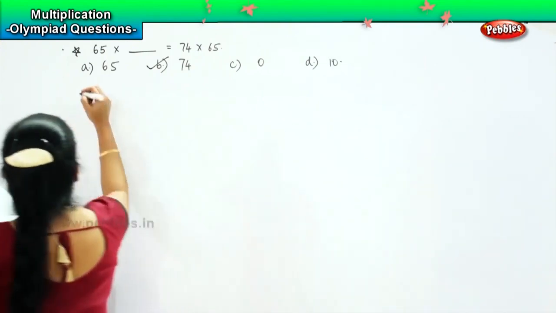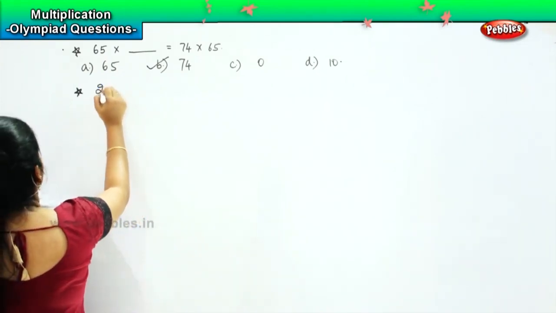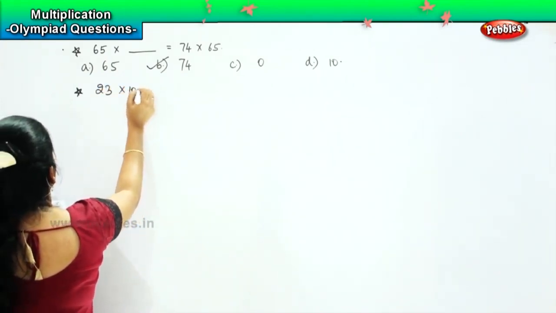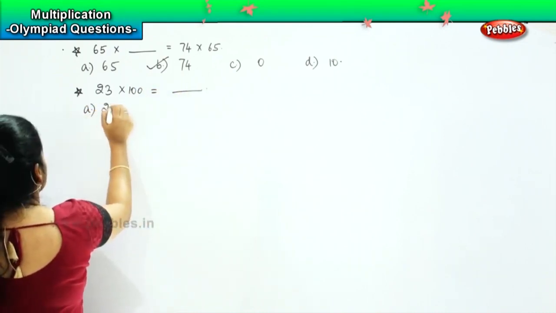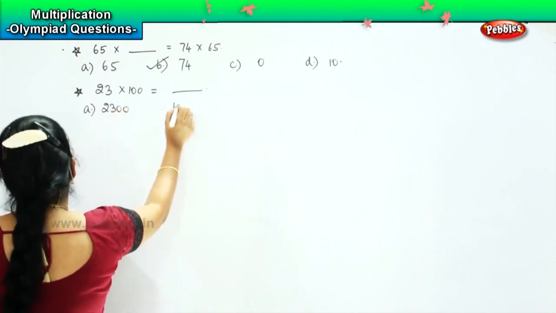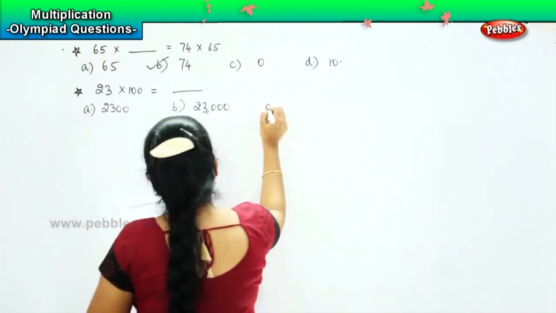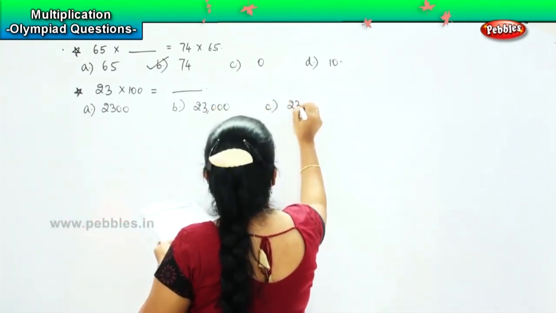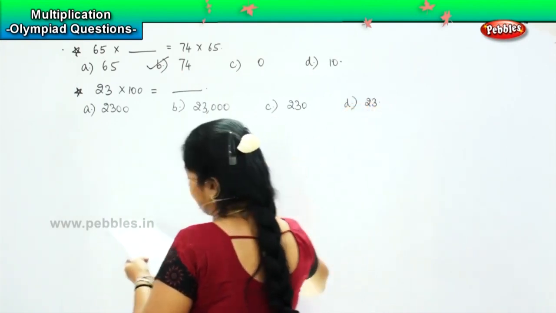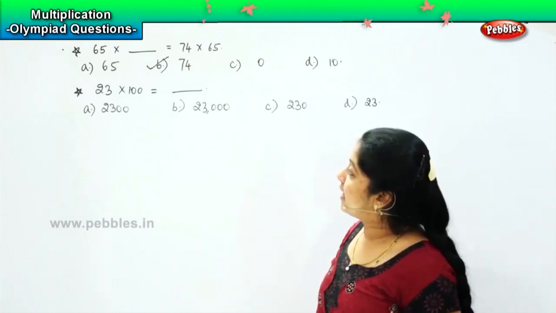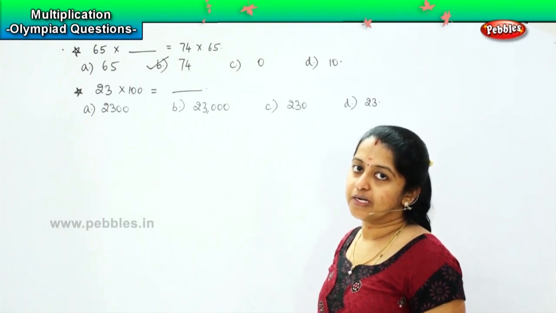Okay. This is your next question. The question says 23 into 100 is equal to dash, and your options are 2300, option B 23,000, option C 230, and option D 23. Okay, so 23 into 100. Again, it applies the rule of tens and hundreds multiplication.